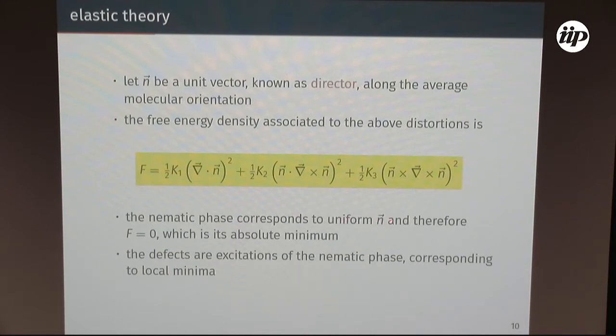And of course, when n is uniform, constant over space, this is 0 because you have derivatives everywhere. And since this is positive or 0, this is an absolute minimum for the free energy. So the nematic phase, which is the aligned rod-like molecules, is the absolute minimum or the ground state of the liquid crystal. So defects are excitations of this phase, which correspond to local minima. And these are the ones I'm interested in.